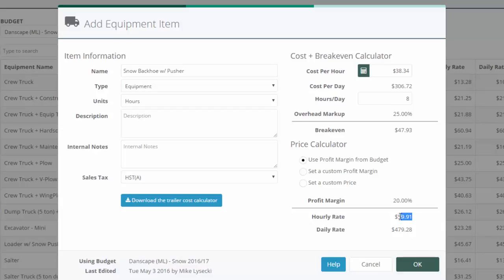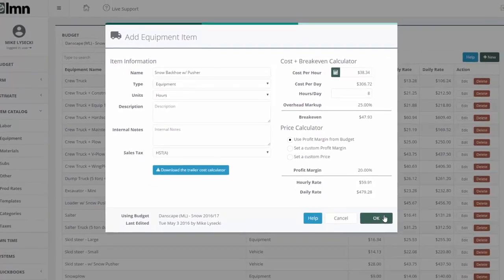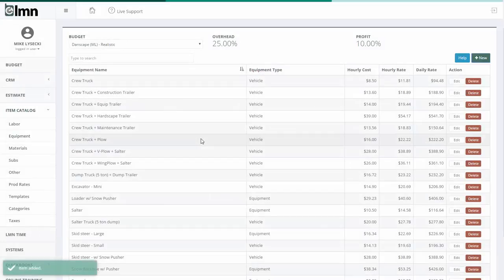So if this machine is $60 an hour and an operator that I just worked out in the labor catalog was also around $60 an hour, you're starting to see your shape for a loader and an operator come out. Here in this example, this company would have to charge about $120 an hour to recover all its costs. We'll look at that closer when we get into estimating and put those two together. So I'll click OK and save that.